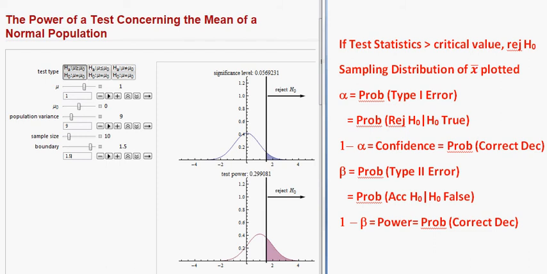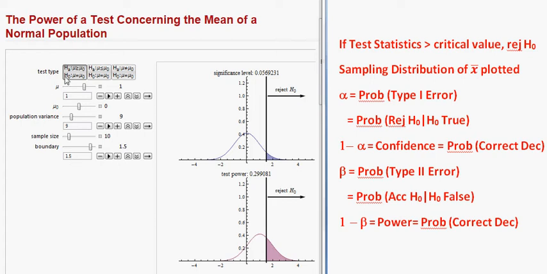In this session, we are going to cover type 1 and type 2 error of a test concerning the mean of a normal population. We are using Wolfram Alpha's demonstration website to demo this. So let's start with the hypothesis.